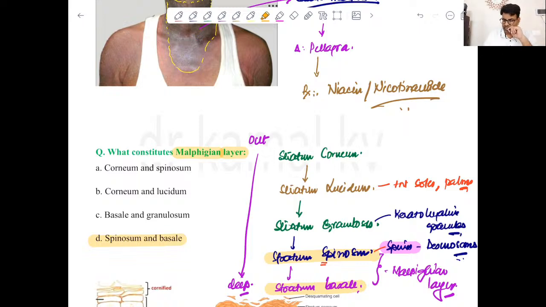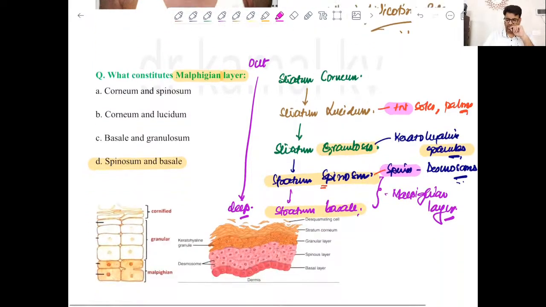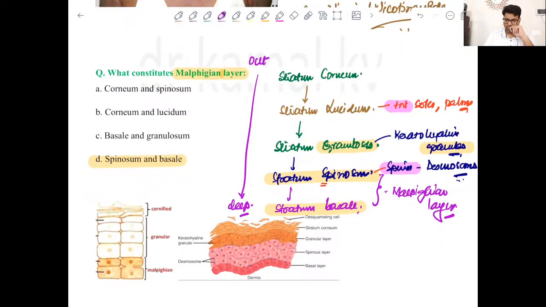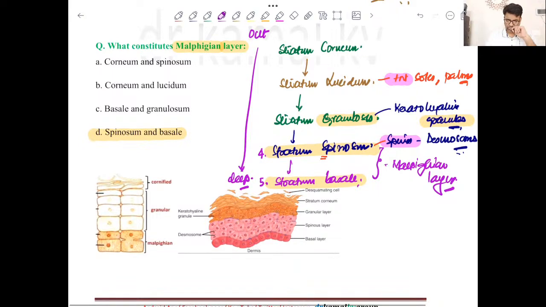And just because of these granules, it is known as granulosus. As I told you, lucidum is not present everywhere; it is present only over palms and soles. So these are the 5 layers, and of course layer number 4 and layer number 5 together constitute the Malpighian layer, right? So this is basal, this is spinosum, this is granulosum, then lucidum, and then finally the corneum.